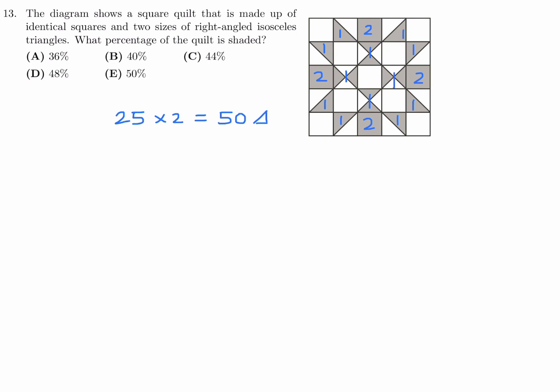So now all I have to do is add up my numbers. 1, 2, 3, 4, 5, 6, 7, 8, 9, 10, 11, 12, 13, 14, 15, 16, 17, 18, 19, 20. So 20 over this, which was my full sum, is my fraction. As a percentage, 2 over 5 is 40%. So number 13, the answer is B.